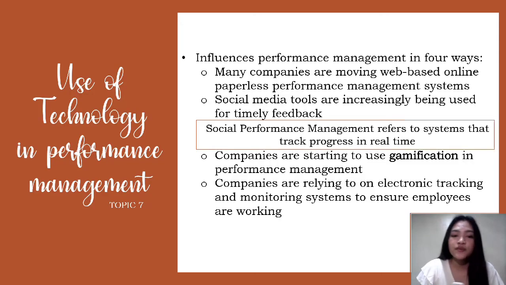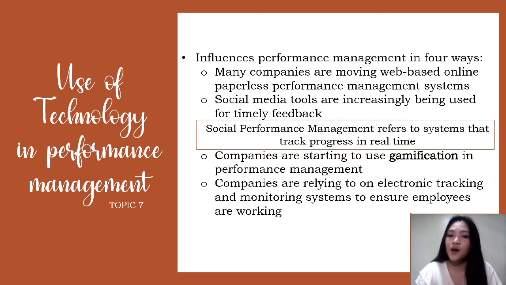Use of technology in performance management. Technology influences performance management in 4 ways. The first one is many companies are moving to web-based online paperless performance management systems. Second, social media tools are increasingly being used for timely feedback. Social performance management refers to systems that track progress in real time. These systems are similar to Facebook and LinkedIn, and allow employees to quickly exchange information, talk to each other, provide coaching, and receive recognition.